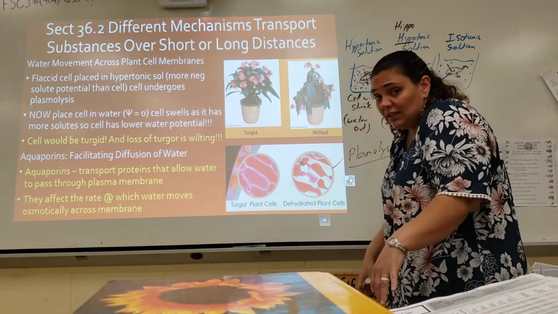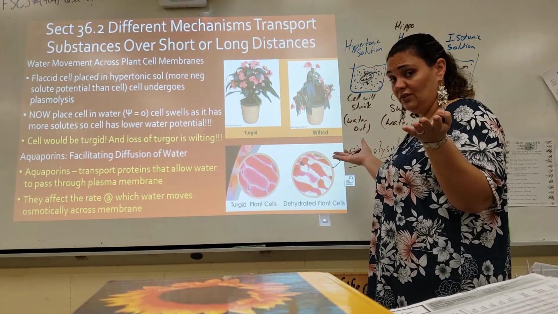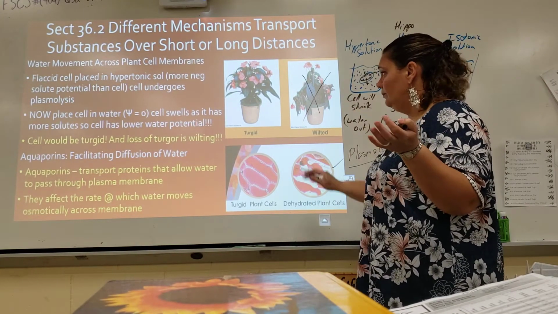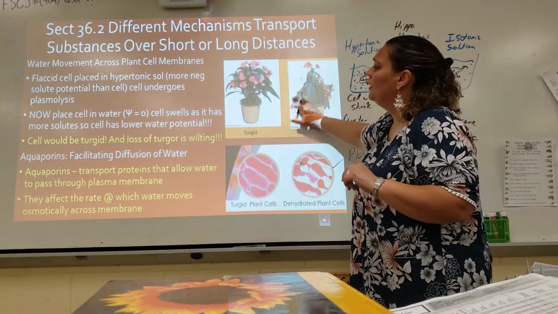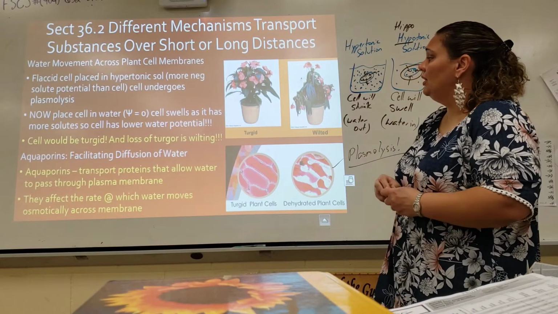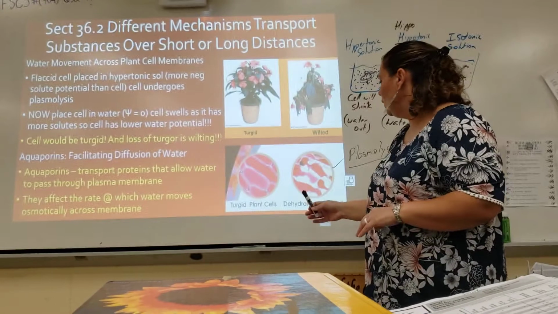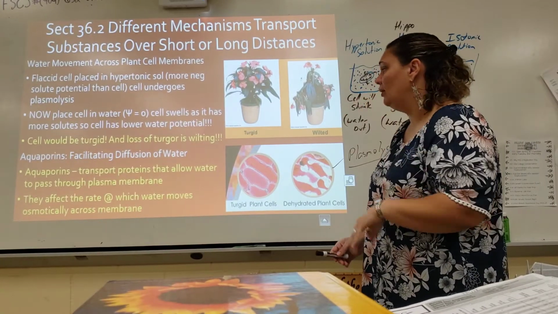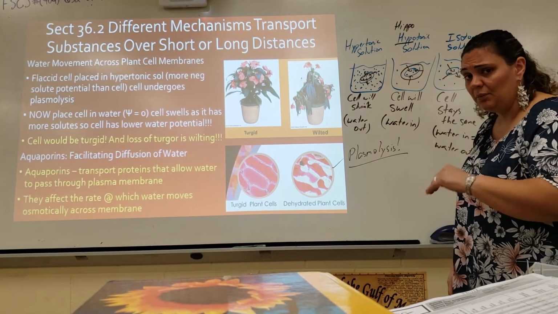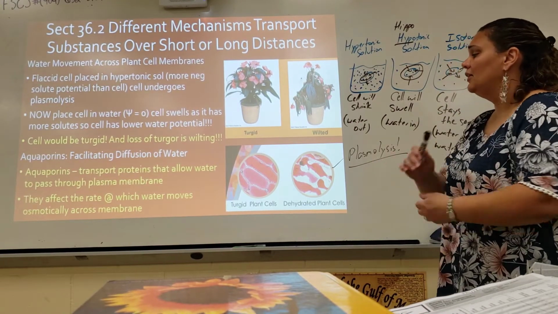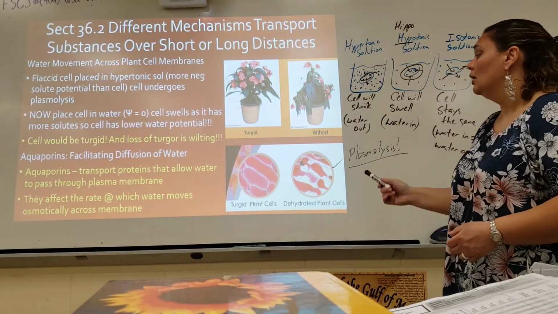That's not what we want for the plant. Because if the plant's wilting, are those leaves standing up nice and tall to get to the sun to do photosynthesis? The answer is no. That's not okay. This is okay. That's not okay. All right? Cells would be turgid. Loss of turgor is wilting. Aquaporins, oh, we love those, right? They're the proteins that allow water in and out. Transport proteins allow water to pass through the plasma membrane. Remember, plasma membrane, cell membrane, same thing. They affect the rate at which water moves osmotically, osmosis, diffusion of water, remember, across the cell membrane.